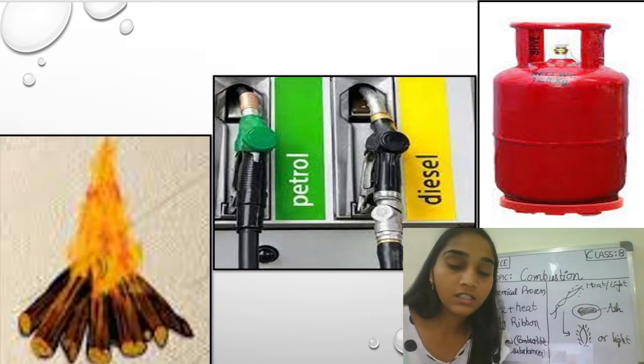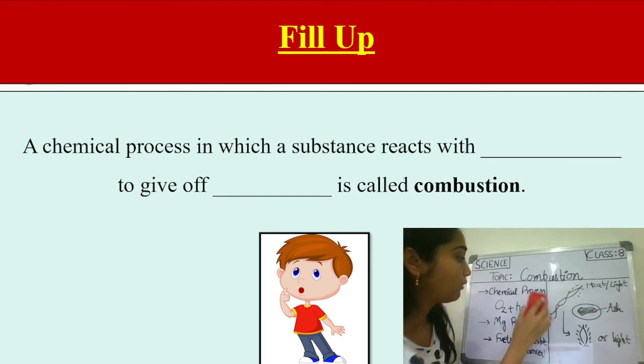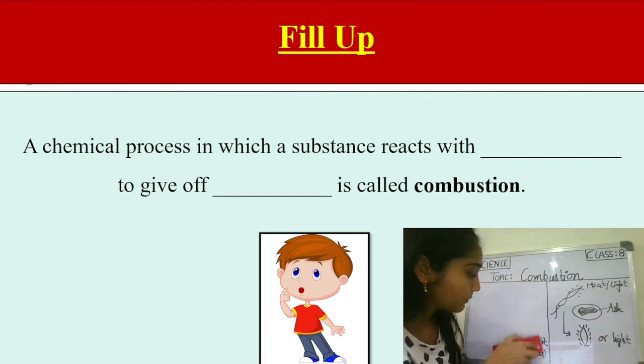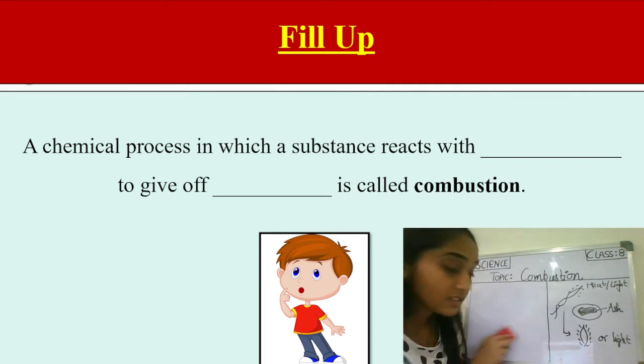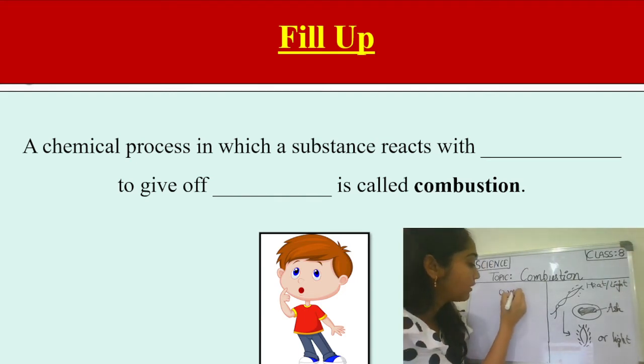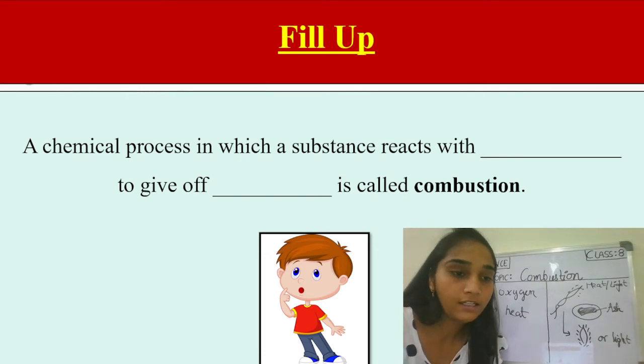Very good, students. Now it's time for you to answer: a chemical process in which a substance reacts with dash to give off dash is called combustion. Yes, students, you can share your answers with me in the comment section. I will read them out. Yes, you all are right: a substance reacts with oxygen to give off heat. So in the first blank, oxygen will come, and in the second, heat. Very good, students. You all are right.